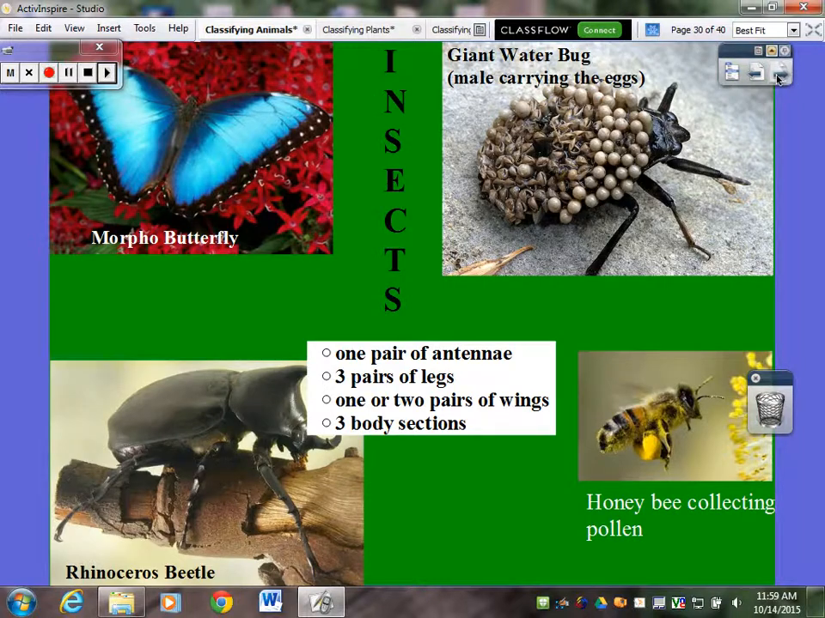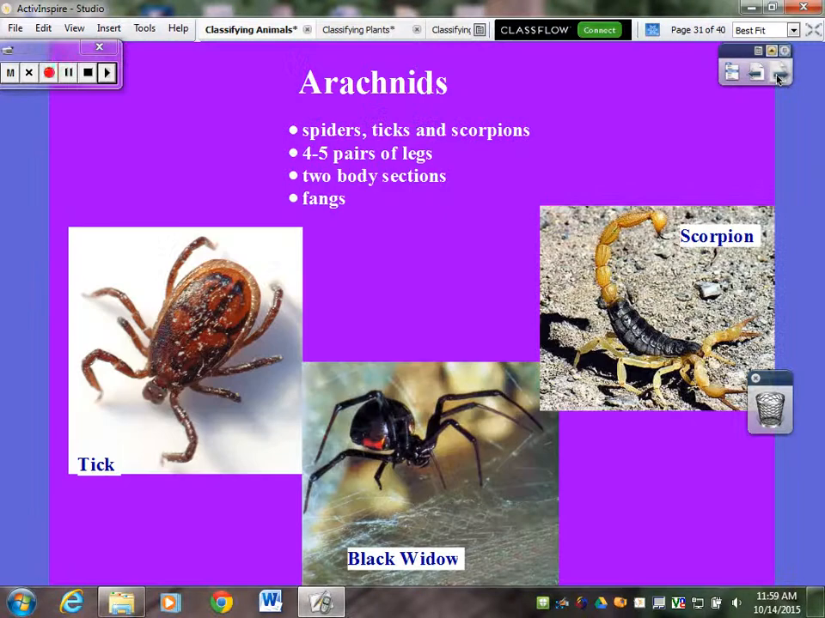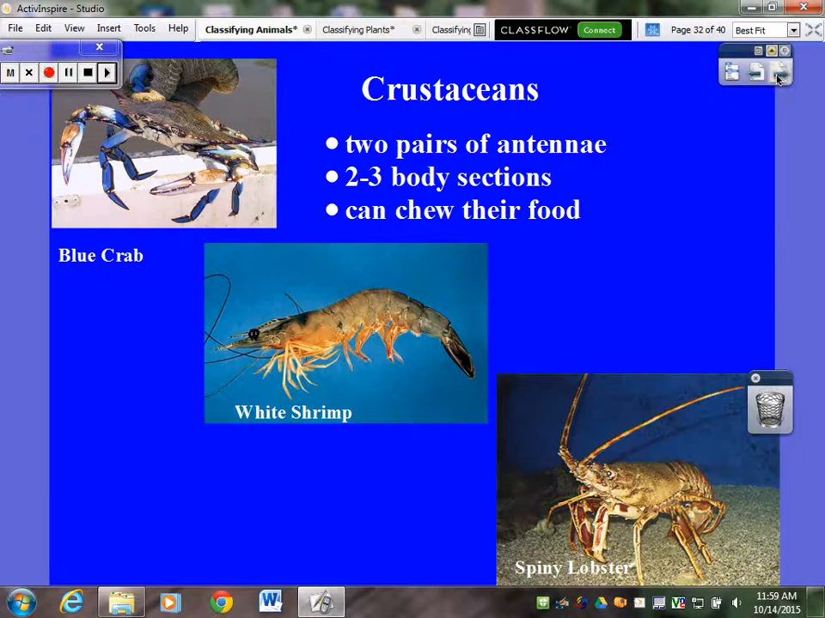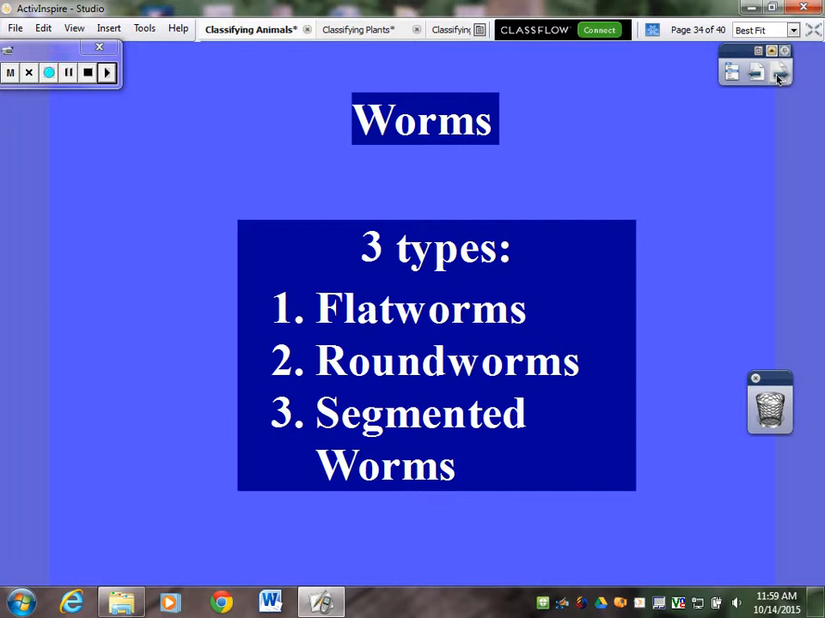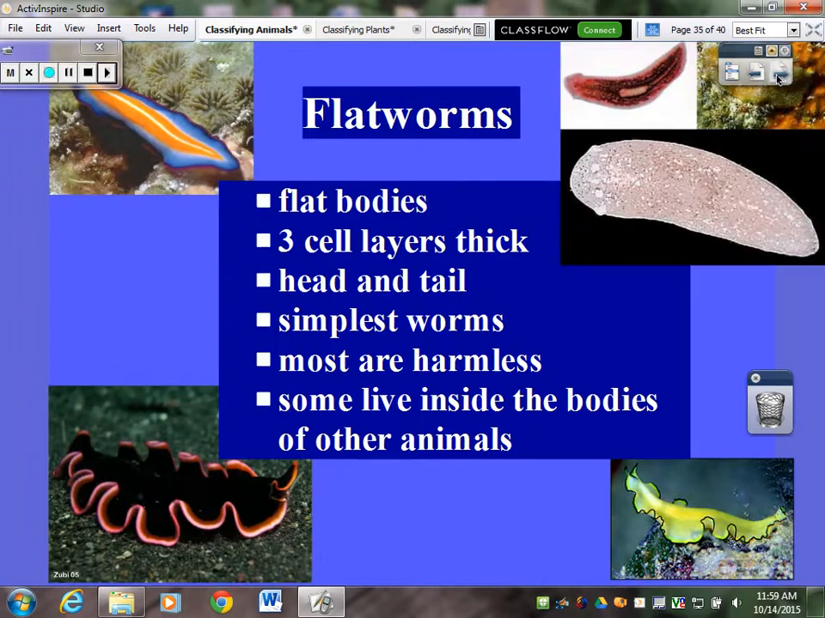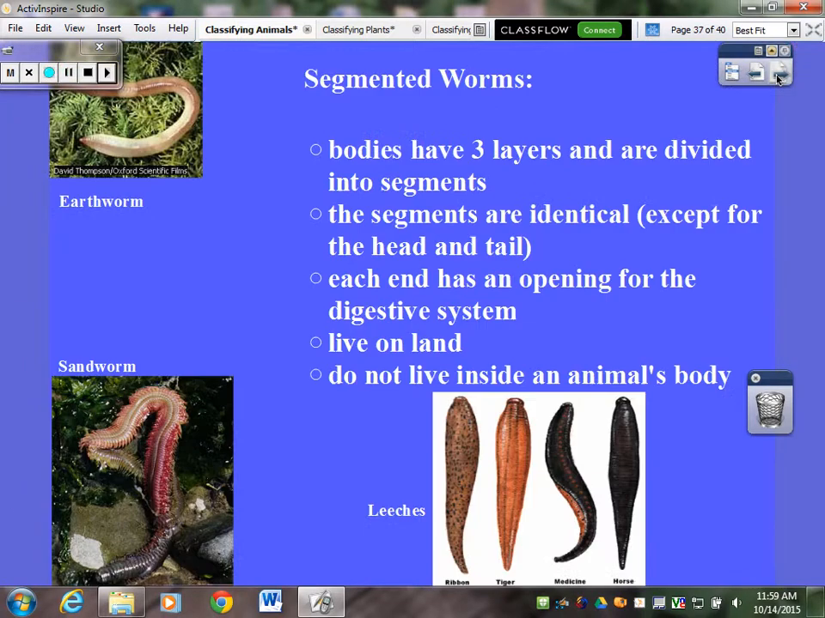So here are some examples of those. And insects are the largest group of invertebrates, right? They are. The insects are the largest group of invertebrates. Arachnids, of course, are spiders, ticks, and scorpions. Crustaceans are crab, shrimp, and lobster. Then we've got our centipedes and millipedes, which we talked about. And then our last group, of course, is worms. So we talked about different types of worms.